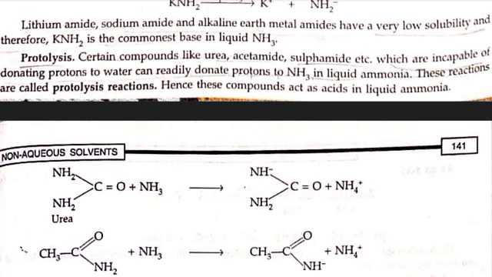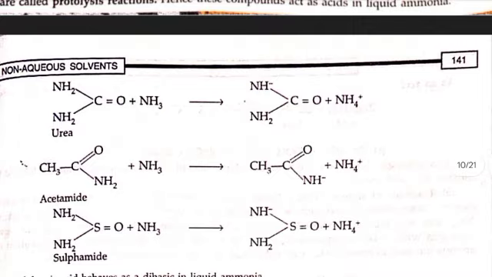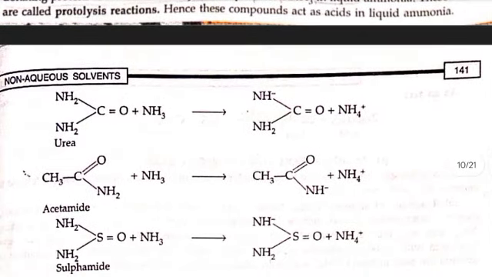Protolysis. Certain compounds like urea, acetamide, sulfamide, etc., which are incapable of donating protons to water, can readily donate protons to liquid ammonia. These reactions are called protolysis reactions. Hence, these compounds act as acids in liquid ammonia.